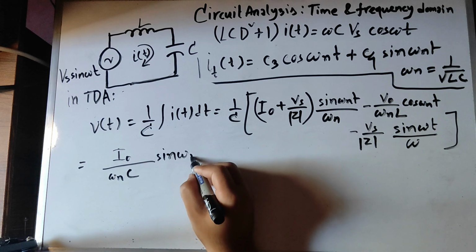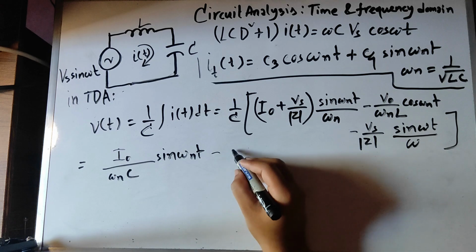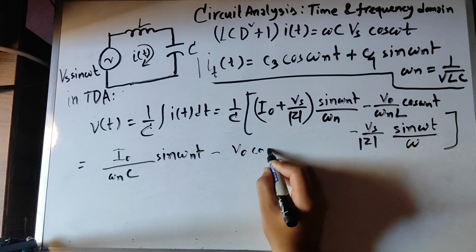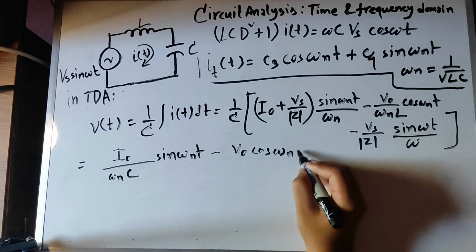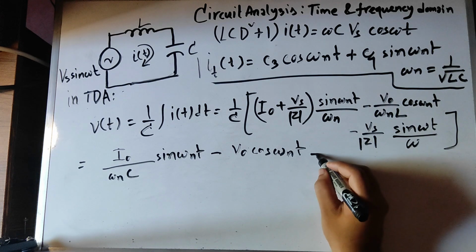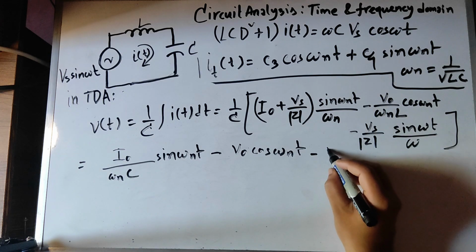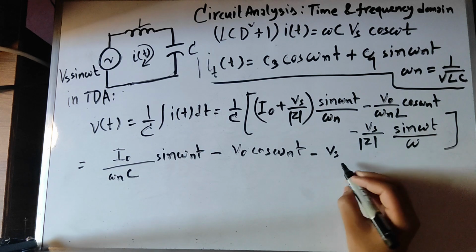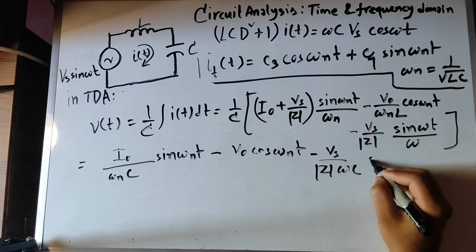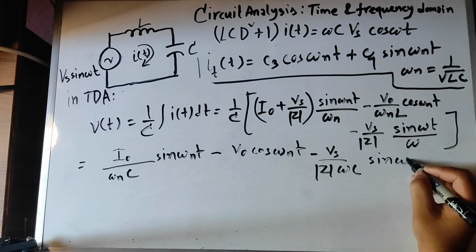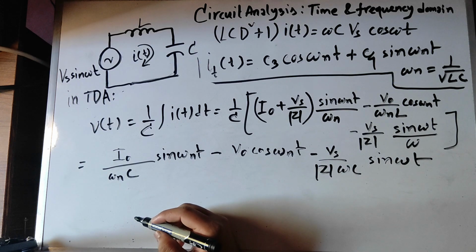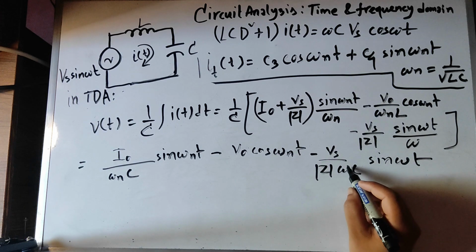Sine omega t, V0 cos omega n t. So minus, there's also minus Vs by Z omega C. So after integration, we found the voltage response of the circuit.